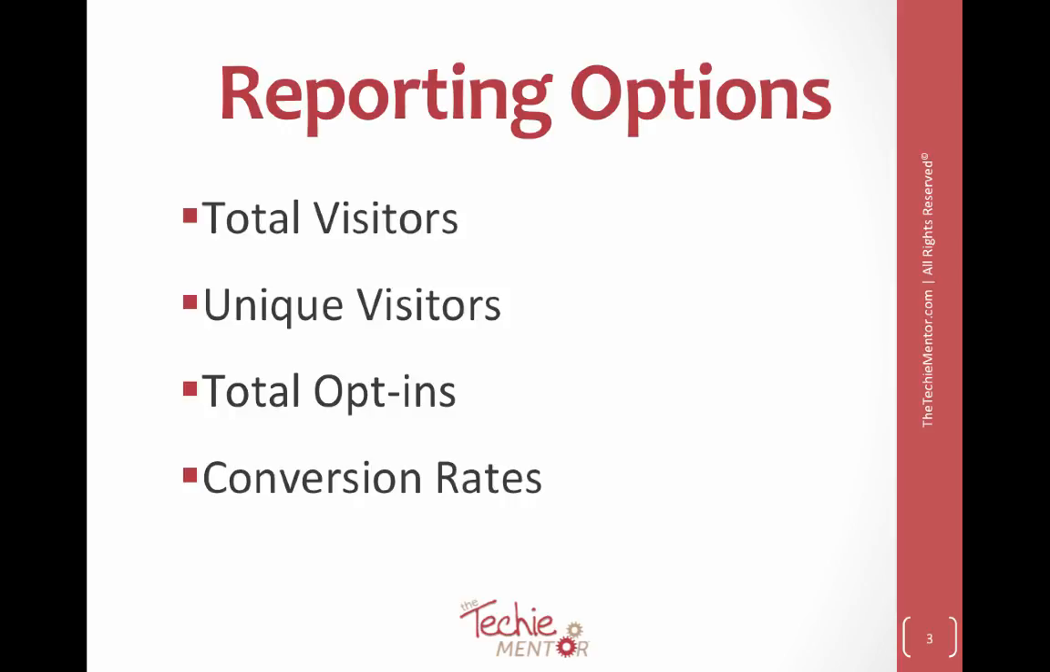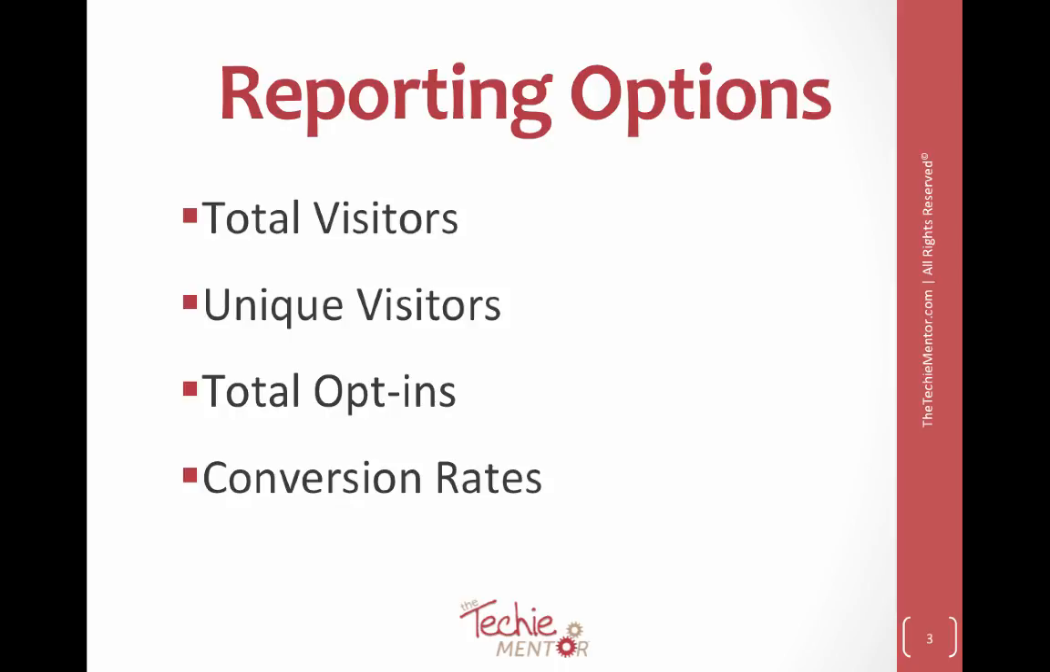So reporting options really are centered around these items. Total number of visitors, which means the total number of people that land on your landing page, whether it's a webinar page, a launch page, whatever it might be. Unique visitors are people that are unique. In other words, they've been to the page the first time. It's not a repeat visitor. So those are called unique visitors.